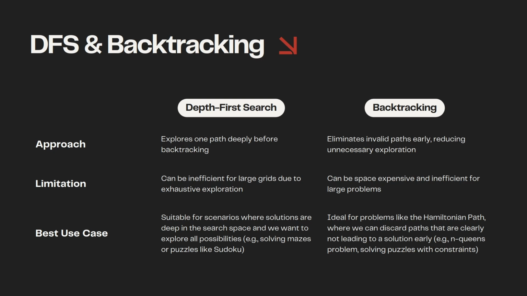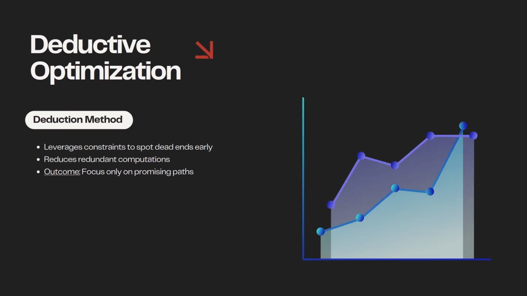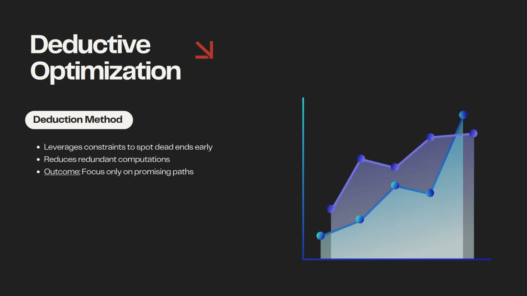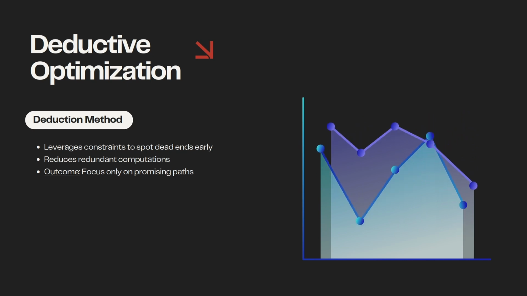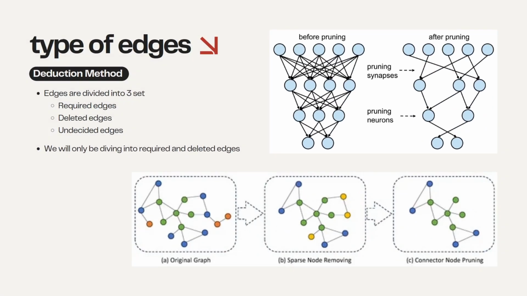Next, we also have some optimization, which we call the deduction method. This also makes some parts easier to prune and makes finding our Hamiltonian path easier by itself. So what do I mean by that? First, we divide the edges to the neighbors into 3 types. The first is the required edges, then delete edges, and finally we have the undecided edges. However, I will only be diving into required and delete edges.